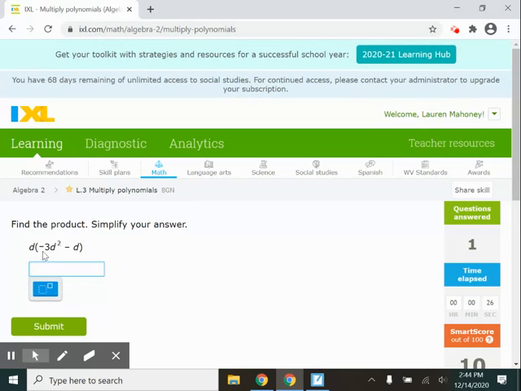This one, you're distributing the d. So you're going to have -3. It's going to be d to the 3rd power. And then minus d to the 2nd power. So I'm going to be adding 1 to each of these d exponents.